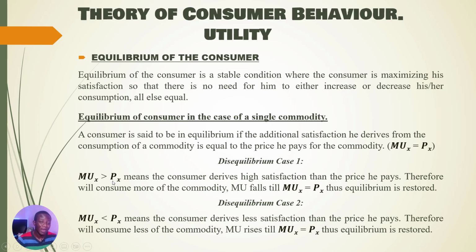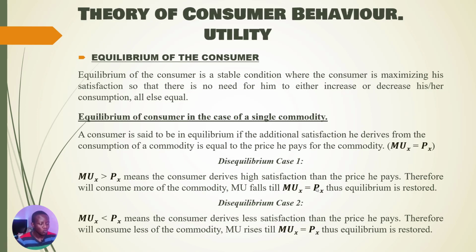And as you buy more and more, you consume. As we've already seen from the previous slide, the quantity demanded, or the quantity that we consume, is inversely related to the marginal utility. As you keep consuming more and more of that commodity, the marginal utility that you derive from it will fall till the marginal utility is equal to the price again. When that happens, equilibrium is restored.